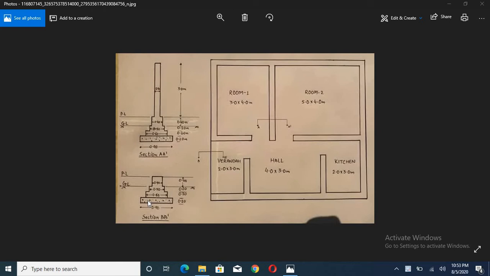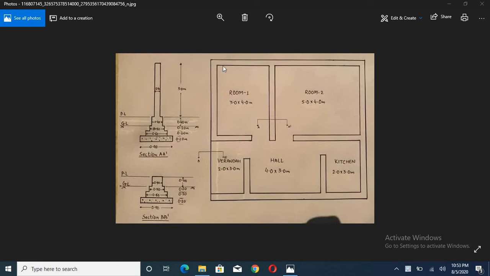And today we are going to learn the estimation of 2 rooms, 1 kitchen, 1 hall and 1 veranda by using the method of long wall and short wall. So first of all, let's describe the dimensions of room 1.